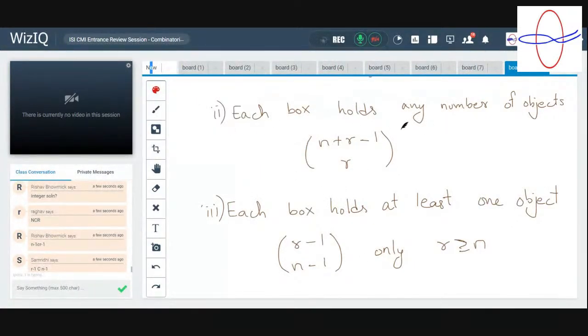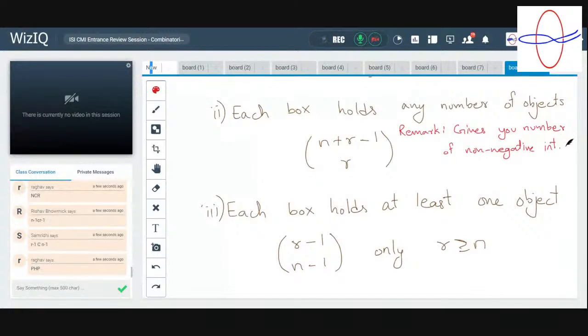So a remark here. Case 2 also gives you the number of non-negative integer solutions to x1 plus blah blah blah till xn is equal to r.